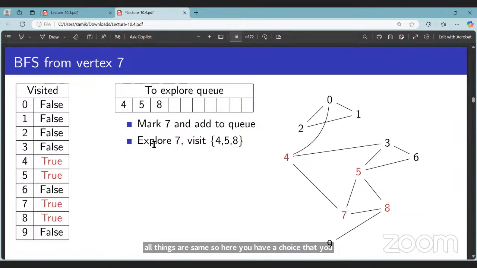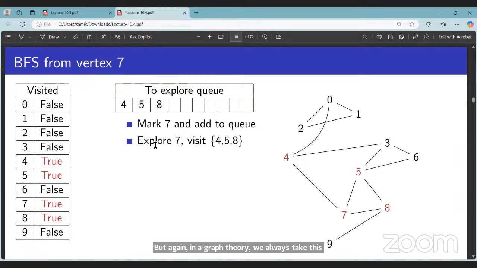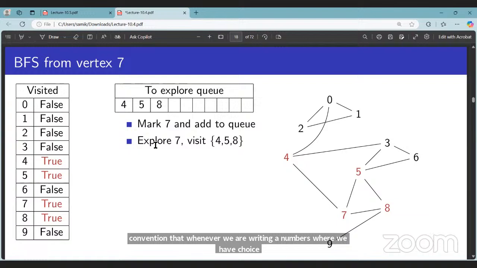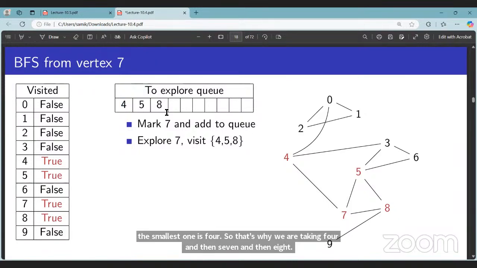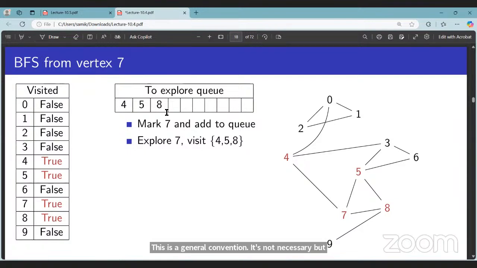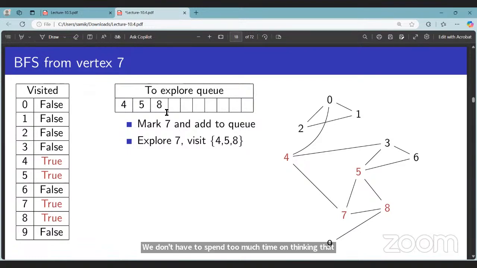But in graph theory, we always follow the convention that whenever we have a choice in writing numbers, we take the smallest one first, and then the larger ones. So among 4, 5 and 8, the smallest one is 4. That's why we are writing 4, then 5, and then 8. This is a general convention. It's not necessary, but we don't have to spend too much time thinking about which vertex we have to write down first. So 4, 5, 8 are the vertices which are visited but haven't been explored yet.